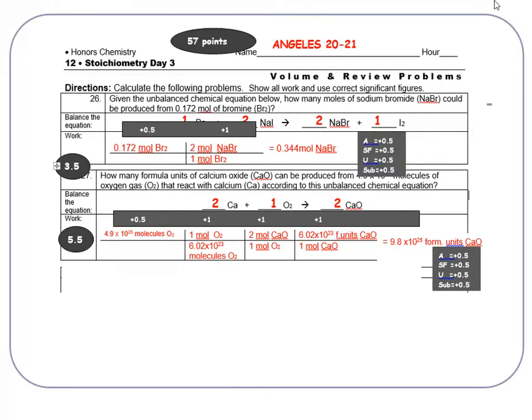Number 27, you start with 4.9 times 10 to the 25th molecules of O2, multiply by 1 mole over Avogadro's number times the mole ratio, 2 to 1, and then Avogadro's number. You can see that Avogadro's number cancels in the denominator and the numerator, so I'm really just taking 4.9 times 2. So the answer is 9.8 times 10 to the 25th formula units of CaO, right? Assuming that you keep that power of 10.